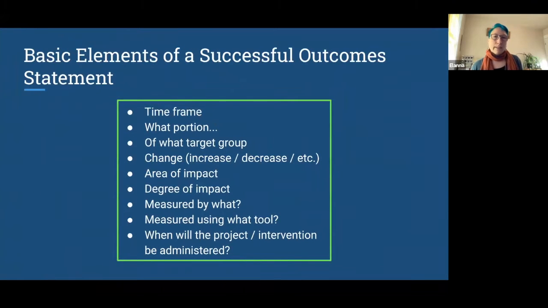Basic elements of a successful outcome statement. So you want to have some specific details in your outcome statement that will communicate that you know what you're planning, and you have a clear scope for what you plan to do. So you have a time frame, and you know what proportion of a community you want to make an impact on, or how much change needs to happen, but how much your organization can reasonably address.